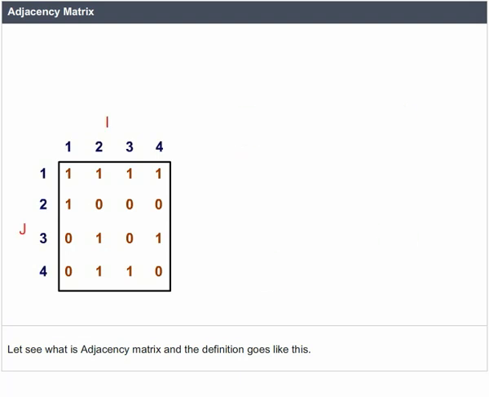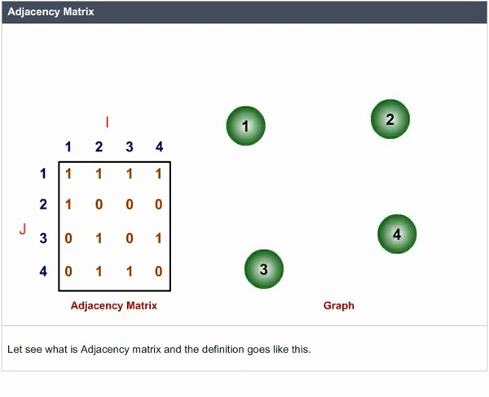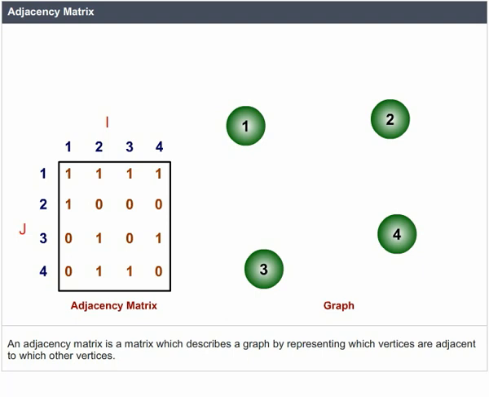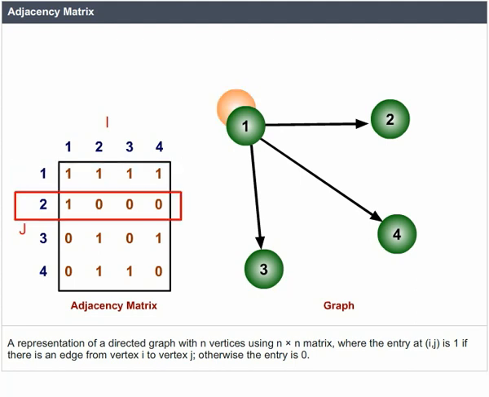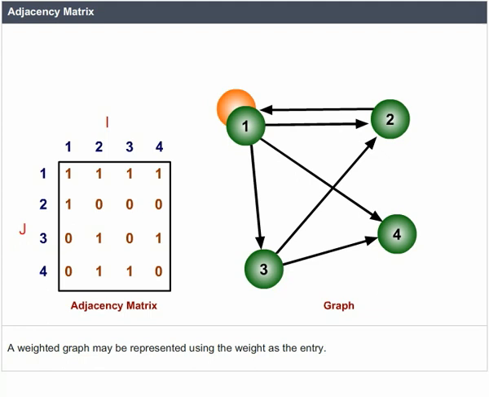Adjacency matrix. Let's see what an adjacency matrix is, and the definition goes like this. An adjacency matrix is a matrix which describes a graph by representing which vertices are adjacent to which other vertices. A representation of a directed graph with n vertices uses an n multiplied by n matrix, where the entry at i, j is 1 if there is an edge from vertex i to vertex j. Otherwise, the entry is 0. A weighted graph may be represented using the weight as the entry.